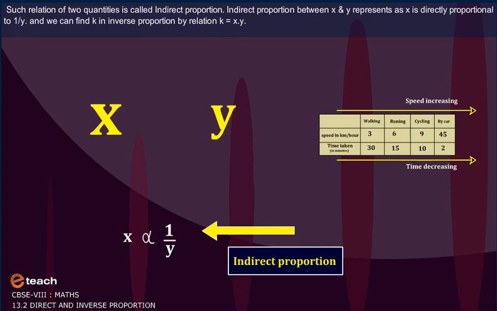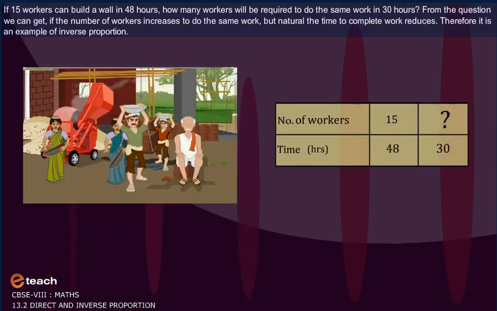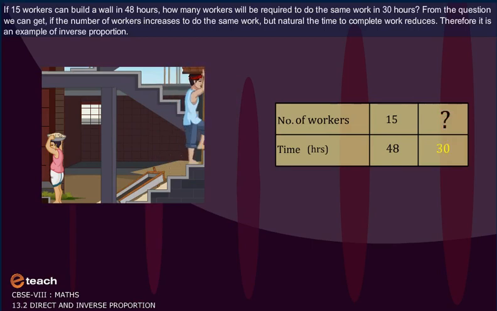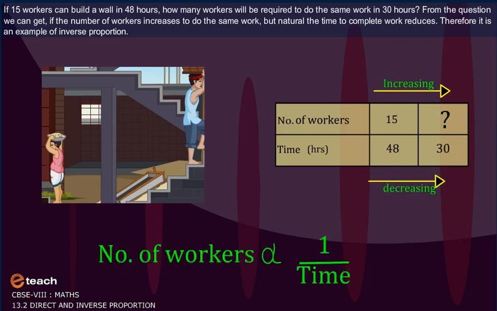Indirect proportion between x and y is represented as x is directly proportional to 1 by y, and we can find k in inverse proportion by the relation k is equal to x into y. If 15 workers can build a wall in 48 hours, how many workers will be required to do the same work in 30 hours? From the question we can see, if the number of workers increases to do the same work, naturally the time to complete the work reduces. Therefore, it is an example of inverse proportion.